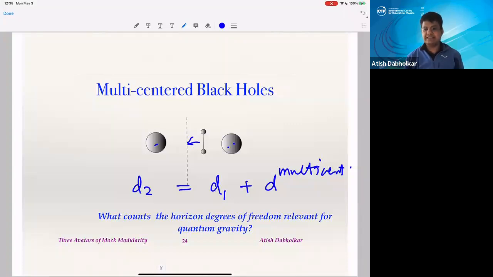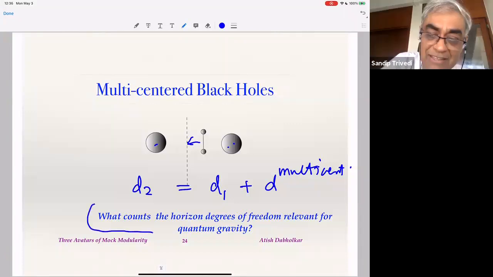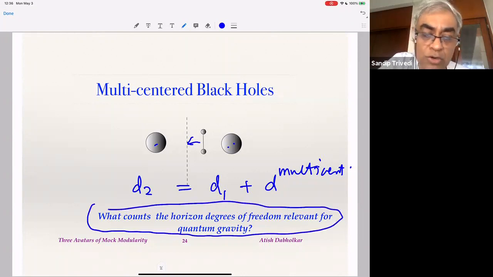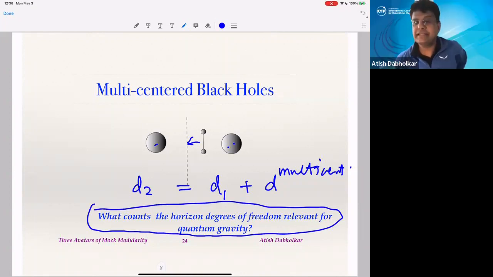Now the question arises, the next question. Sorry, Atish, sorry to interrupt, but couldn't it have been that for the same charges, there was more than one attractor solution? Is that a possibility? Yeah, that could also happen. That could also happen, in which case there could be other multi-centered solutions.